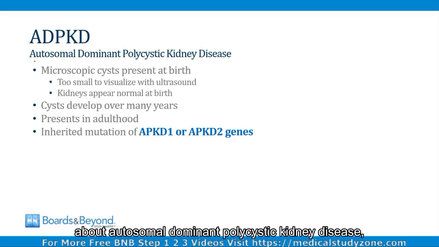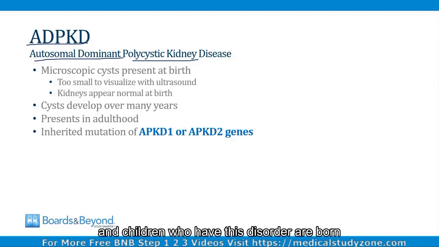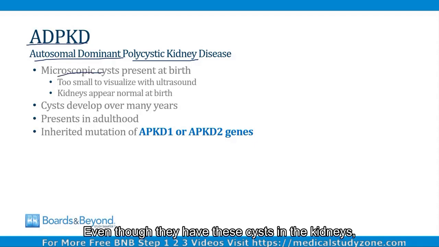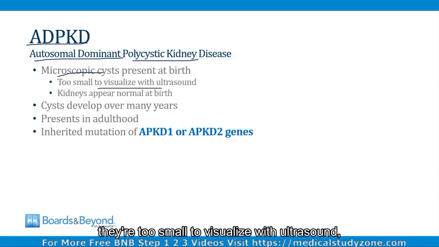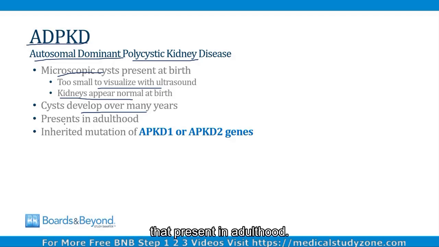Let's start by talking about autosomal dominant polycystic kidney disease, which most people refer to as ADPKD. This is a disorder that is inherited, and children who have this disorder are born with microscopic cysts at birth. Even though they have these cysts in the kidneys, they're too small to visualize with ultrasound, and the kidneys will appear normal at birth and in childhood. The cysts slowly develop and enlarge over many years, and that leads to clinical symptoms that present in adulthood.